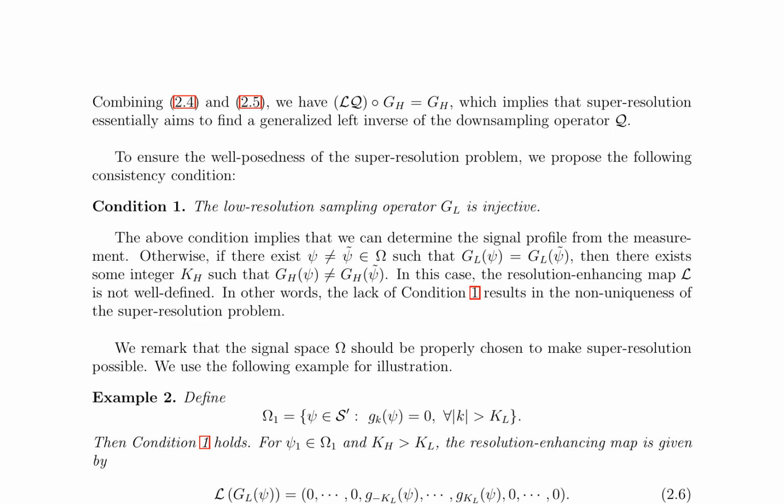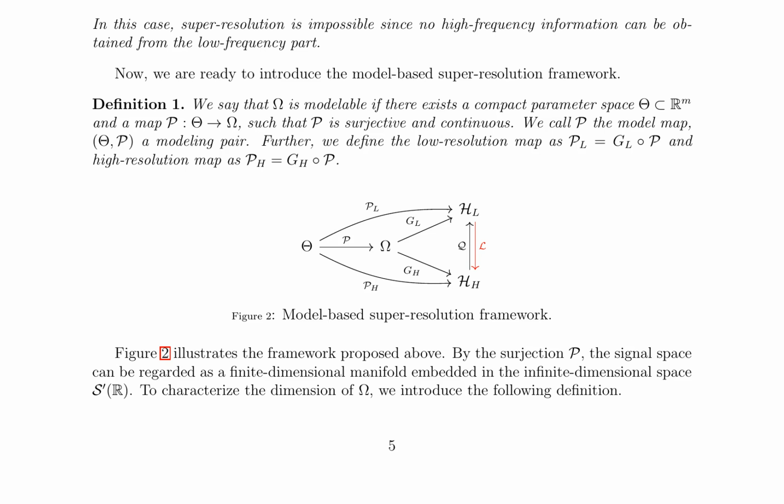This condition implies that the signal profile can be determined from the measurement, and its lack leads to the non-uniqueness of the super-resolution problem. The authors introduce a model-based super-resolution framework, where the signal space omega is regarded as a finite-dimensional manifold embedded in the infinite-dimensional space S, R. A modeling pair, theta, P, is defined, where theta is a compact parameter space and P is a surjective and continuous map from theta to omega.